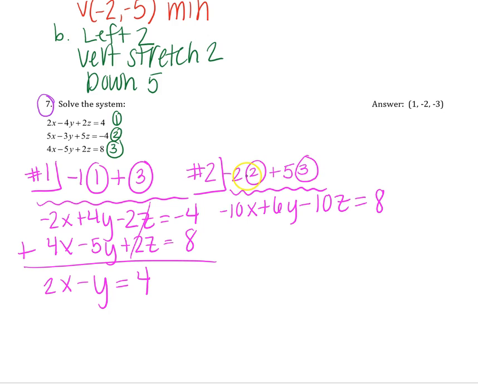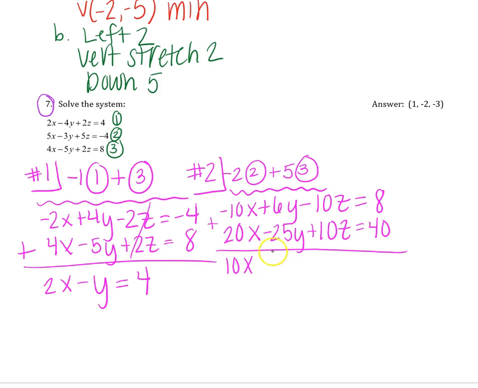Alright, now 5 times 3, so I've got, okay, 5 times 4 is 20x. 5 times 5 is 25, so -25y. 5 times 2 is 10, which is what I wanted. And then 8 times 5 is 40. And I'm going to add. Okay, so when I add these, I get 10x minus 19y. Z's will cancel, is equal to 48.